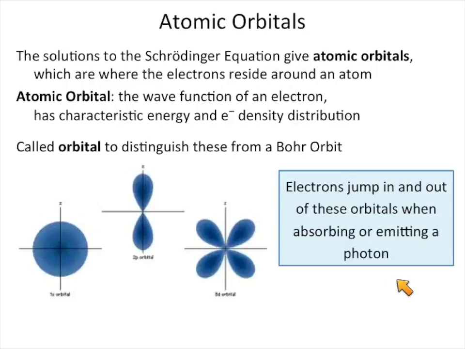And as we saw when we were doing the Bohr model of the atom, the electrons are jumping in and out of something. It's not actual orbits around the nucleus, it is these orbitals that the electrons jump in and out of when they absorb or emit a photon. So down on the bottom here we have some pretty shapes that show us what these orbitals look like.